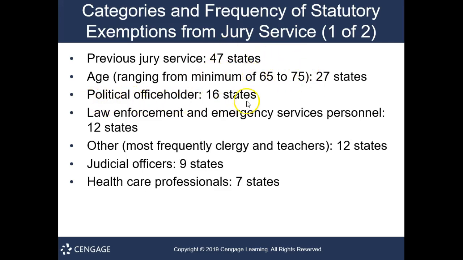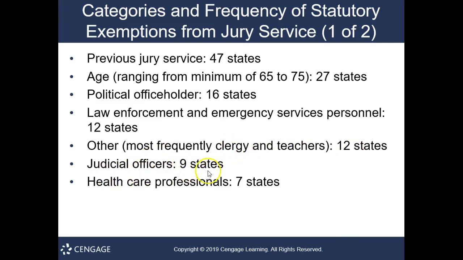Political office holder in 16 states are excluded. Law enforcement and emergency service personnel in 12 states. I don't know why, except they think they're probably biased. I don't think that's true, but it does happen. I've led on people, as a prosecutor, I've led on people in the public defender's office routinely without any problem whatsoever. Usually it's clergy or teachers in 12 states. I don't know why that would be true either. It doesn't really make a lot of sense.